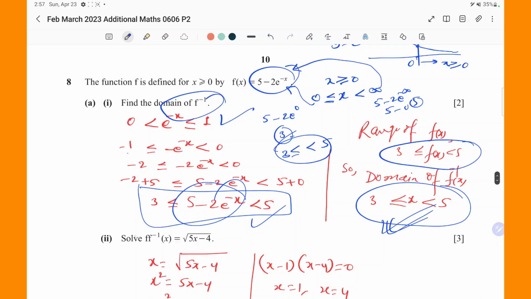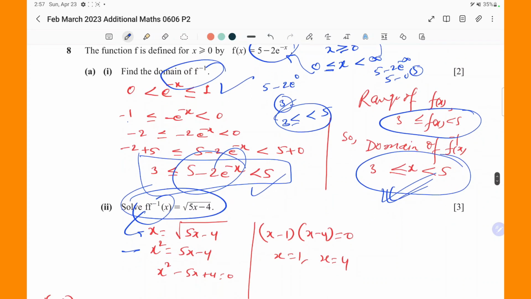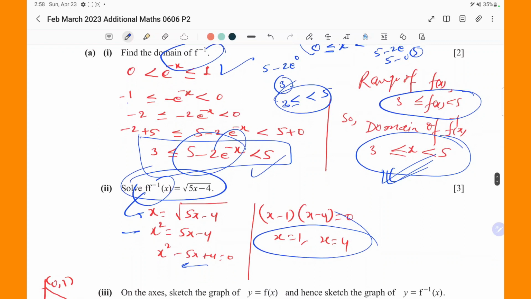Now solve f of f inverse x equals root of 5x minus 4. So f of f inverse x, we know that's always x. So x equals root of 5x minus 4. Square both sides, get x squared equals 5x minus 4, take everything to the left side, get a quadratic equation, and then solve: x equals 1 and x equals 4.